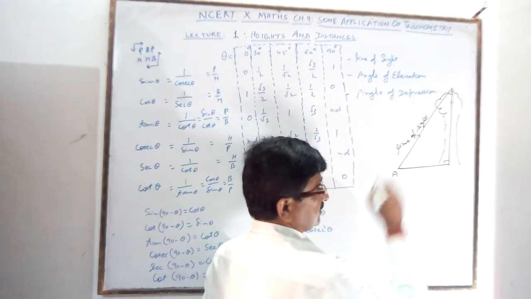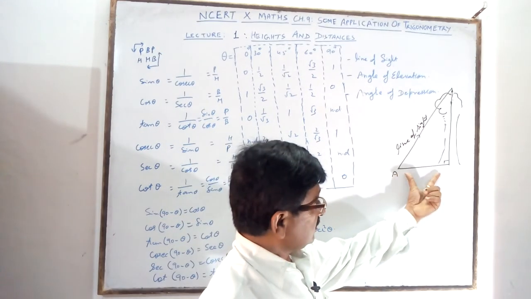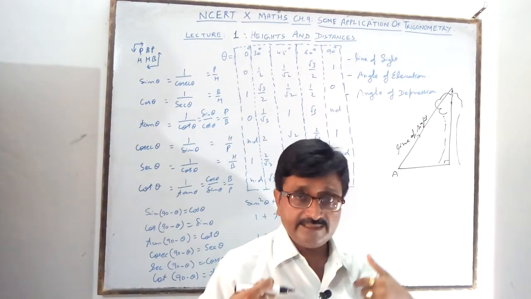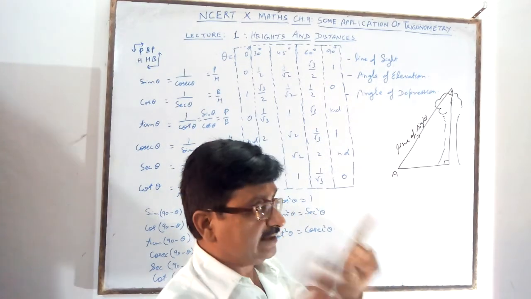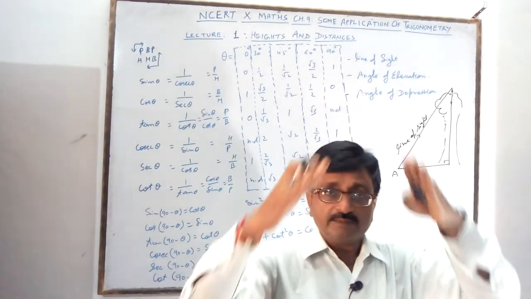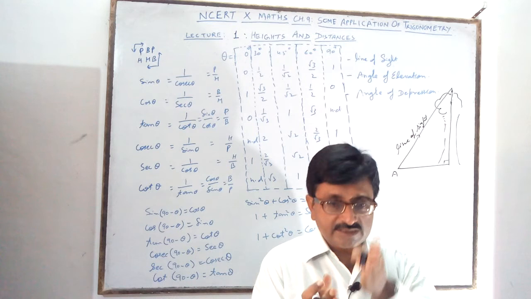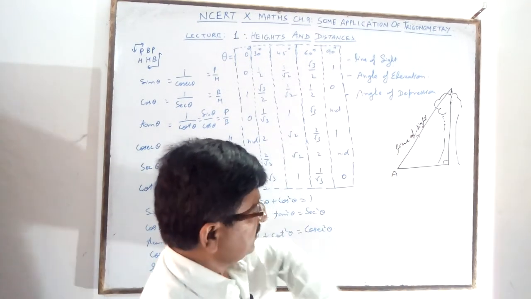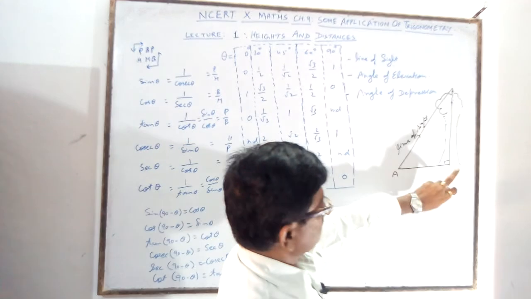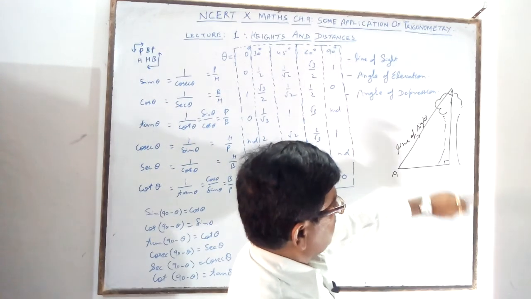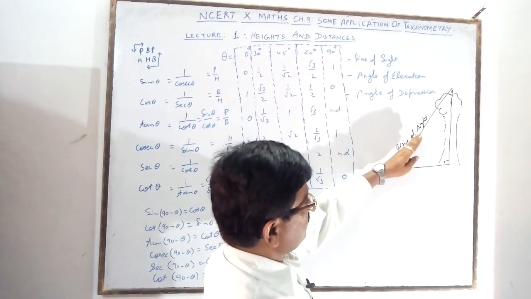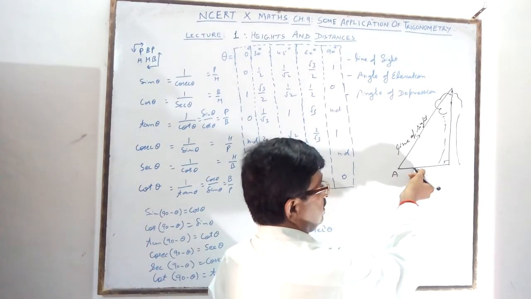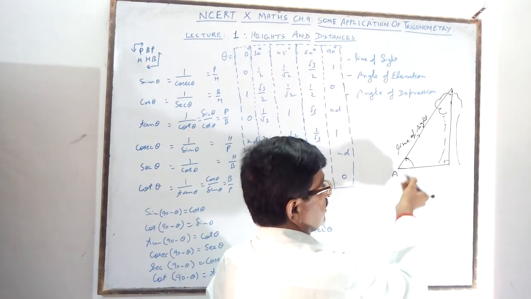From here you are seeing this horizontal line. It is a horizontal line, and it is a vertical tree. Horizontal and vertical form 90 degrees. Any person is standing, and suppose the tower is like this, we take the center of the tower, and it is 90 degrees. So you get one very important thing: the angle formed by the line of sight and the horizontal line is called the angle of elevation.